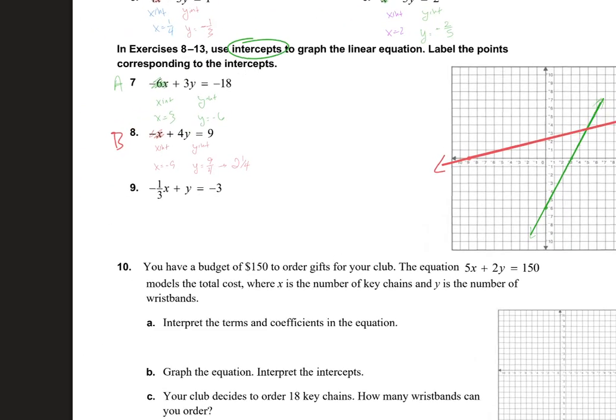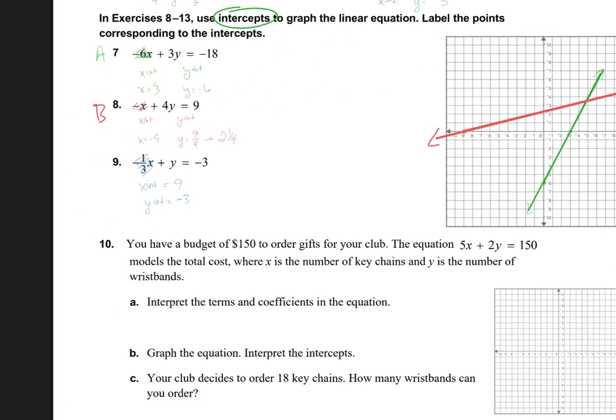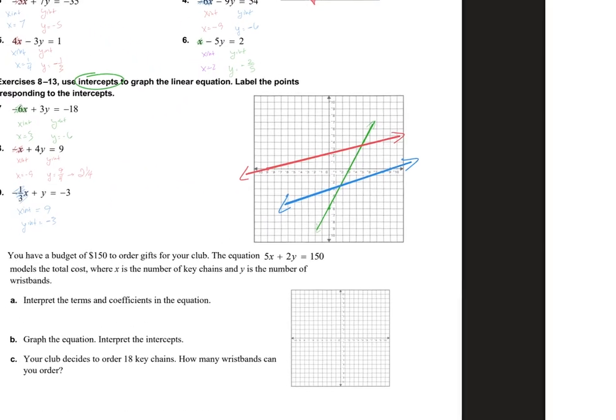And last but not least, the x-intercept is, let's see, when x is 9. And the y-intercept happens when y is -3. 9 and -3, and here we go. Something like that. So there are those lines.